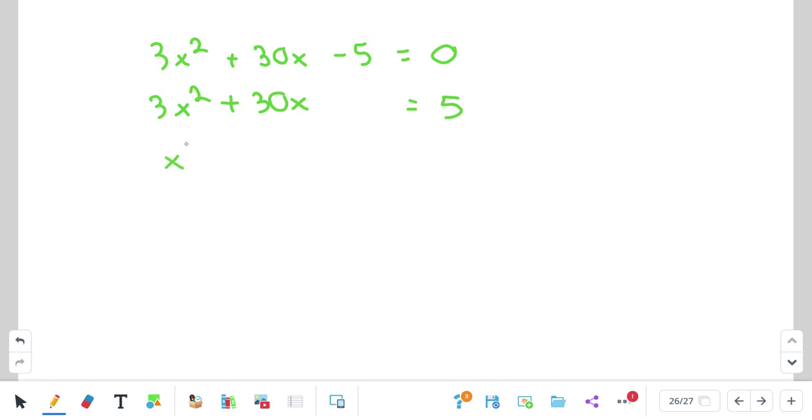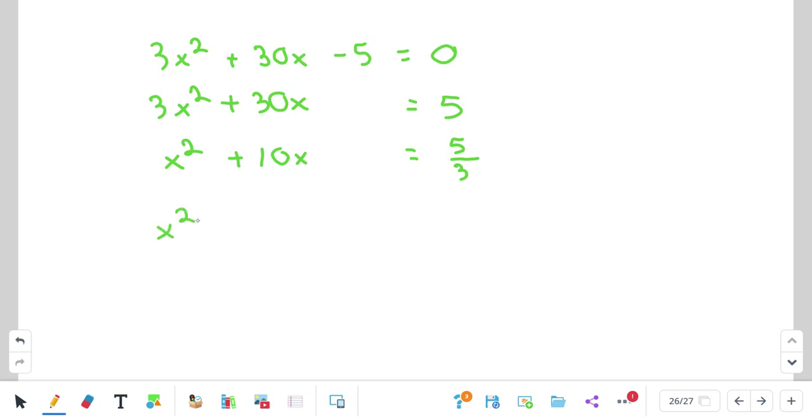So that's going to get me x squared, 10x, and 5/3. Okay? I'm not going to bother with 1 2/3 or decimals. I'll just leave it as a fraction. Okay? Now I'm going to ask myself, what do I really want here?